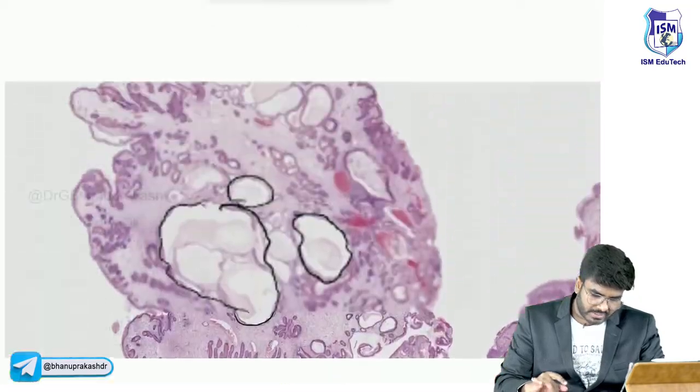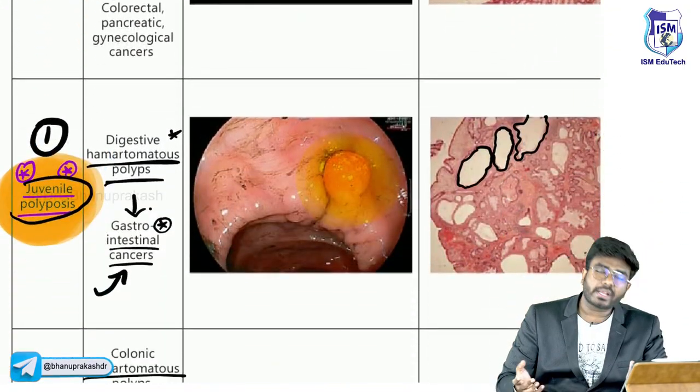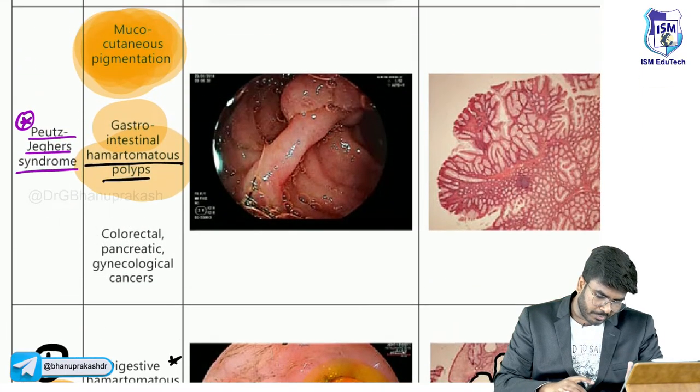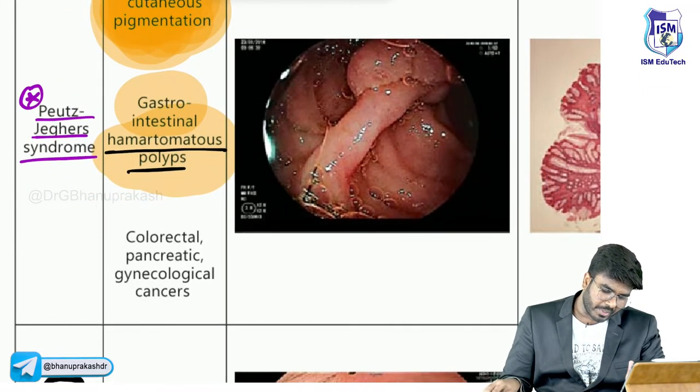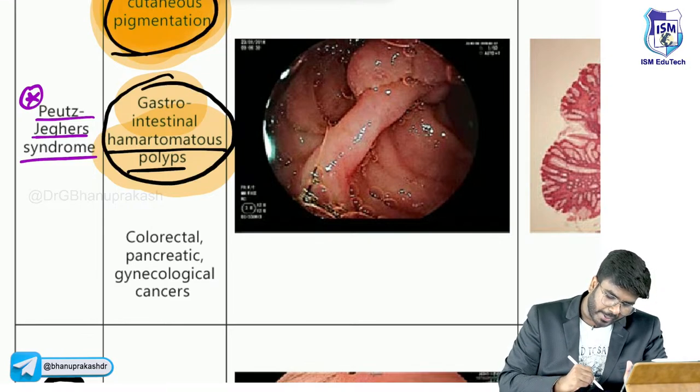So done. Of the hamartomatous polyp conditions, the first condition, juvenile polyposis, is completed. The next condition, Peutz-Jeghers syndrome, is also completed. The patient is going to have mucocutaneous pigmentation and gastrointestinal hamartomatous polyps.